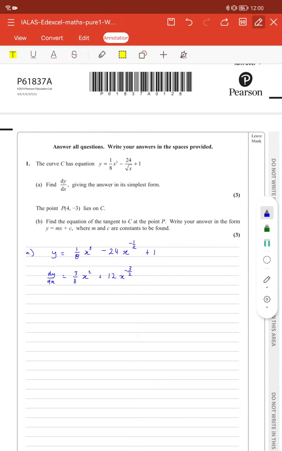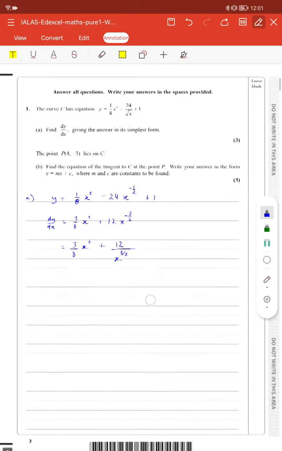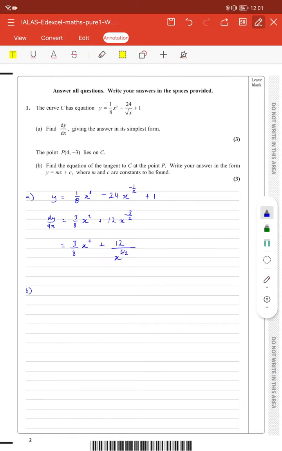And you can leave your answer like that, or you can rewrite it as this. Either or. The point 4, minus 3 lies on this curve. Find the equation of the tangent. So remember, dy by dx gives us the gradient.